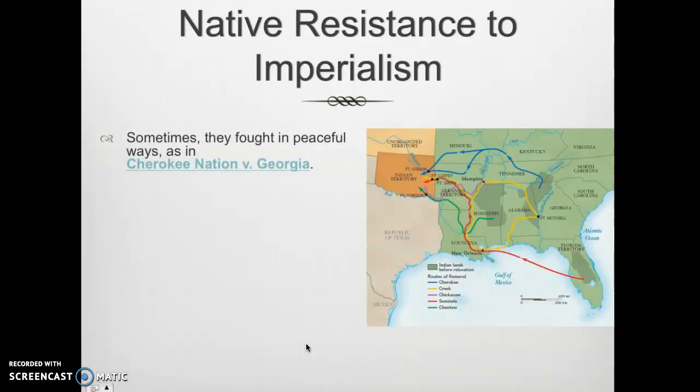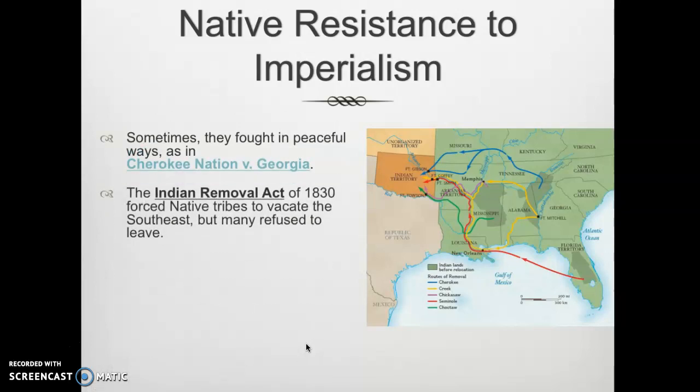Now, natives did resist imperialism, and sometimes they fought peacefully, like in the case of the Indian Removal Act of 1830. The Cherokee Nation actually sued the American government, or the state of Georgia, I should say, and won in the United States Supreme Court. The Supreme Court ruled that the state of Georgia could not move the Cherokee out of their tribal agreement, their treaty recognized territory.